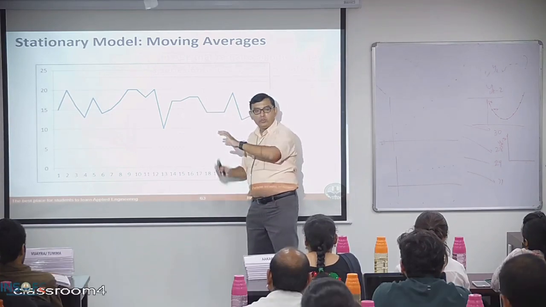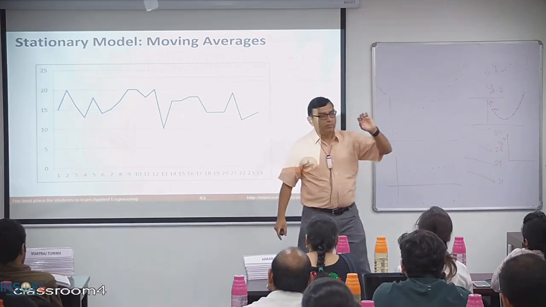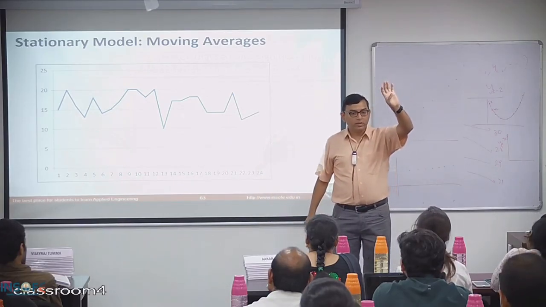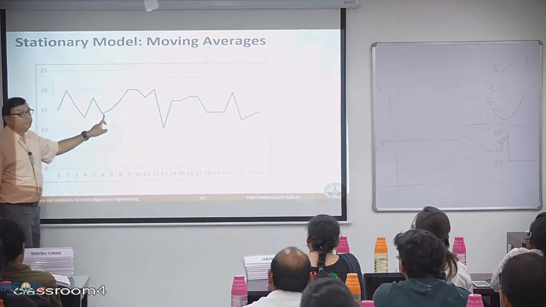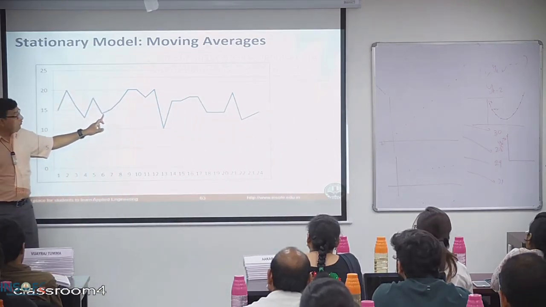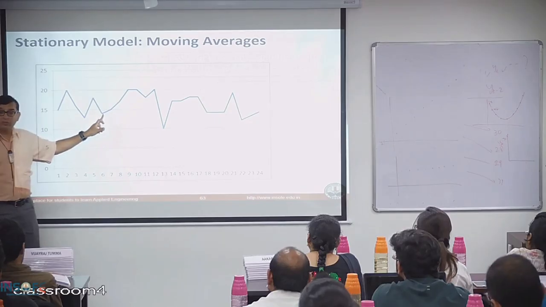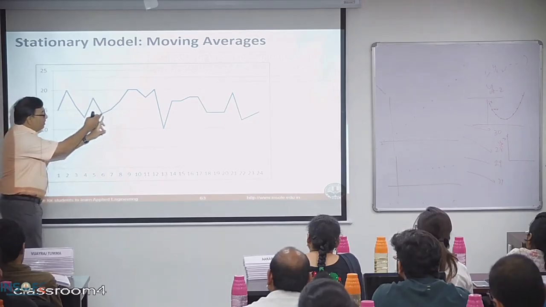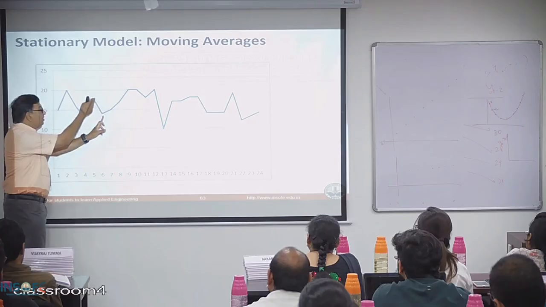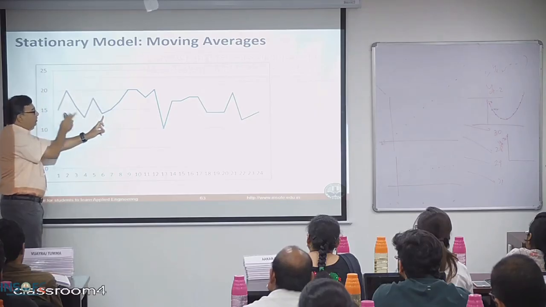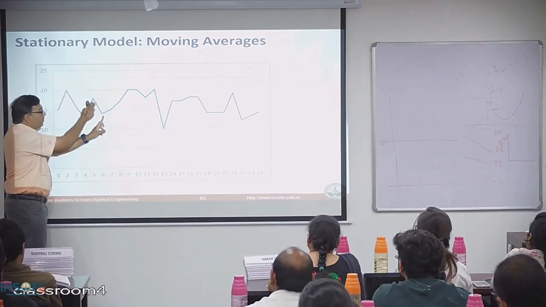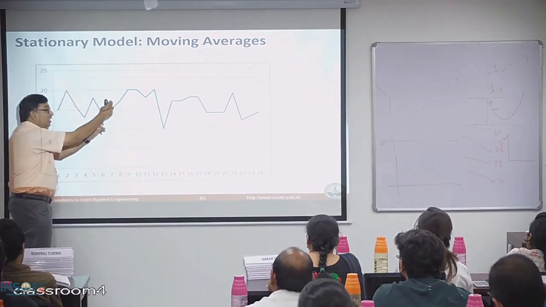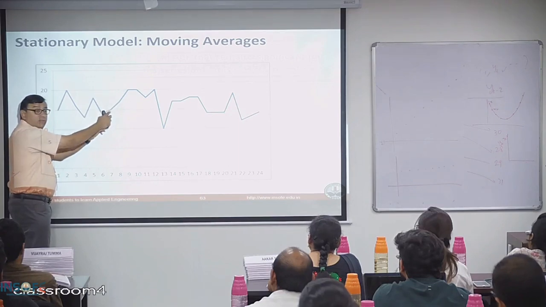For example, you might choose previous 4 values. So at any point of time, if I am here and I want to make a forecast of what is the next possible value, what I'm going to do is take the previous 4 values, take the mean of that. The mean of these 4 numbers is going to be somewhere here. And I'm going to say that that is going to be the forecast of the next one.